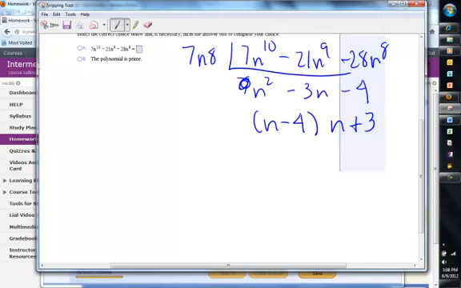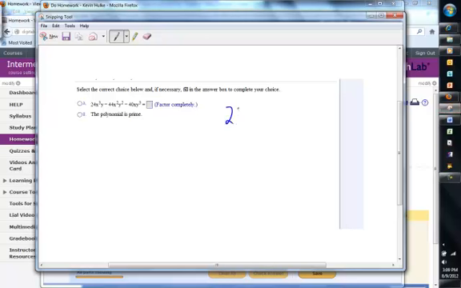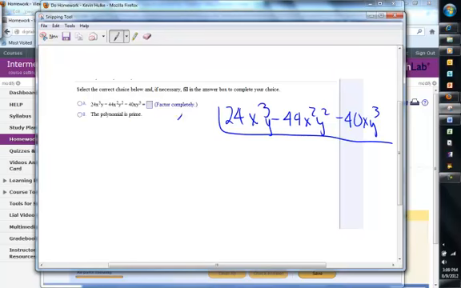Got to factor out some stuff here to make this one easier to work with. We have 24x cubed minus 44x squared y squared minus 40xy cubed. Okay, let's take out a 4xy. That'll work. So we're left with 6x squared minus 11xy minus 10y squared.